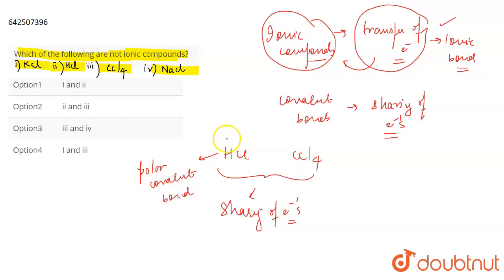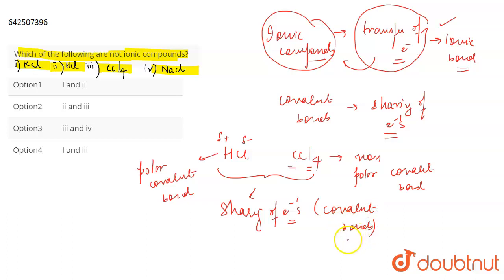Why? Because there's an electronegativity difference. Cl is more electronegative, has a more delta negative charge, whereas hydrogen has less electronegativity, so it has a delta positive charge. And if I talk about CCl4, then it is a non-polar covalent bond. Why? Because the electronegativity difference between C and Cl is not sufficient to make it polar. Okay, so both of these are examples of covalent bonds. So both of these compounds consist of covalent bonds.